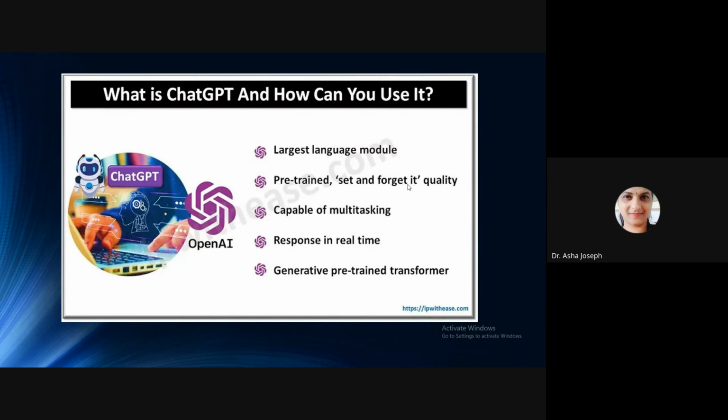Some of the key characteristics I'll explain to you. It is capable of multitasking. What is meant by multitasking? At a time it can do different tasks, and the response is in real time. There are many different versions of ChatGPT available now. The basic version, as I have told you, is 3, and now we are using 3.5, which is better. One more better version is GPT-4, and the future version which is going to come is 5. Like that, it is going on.